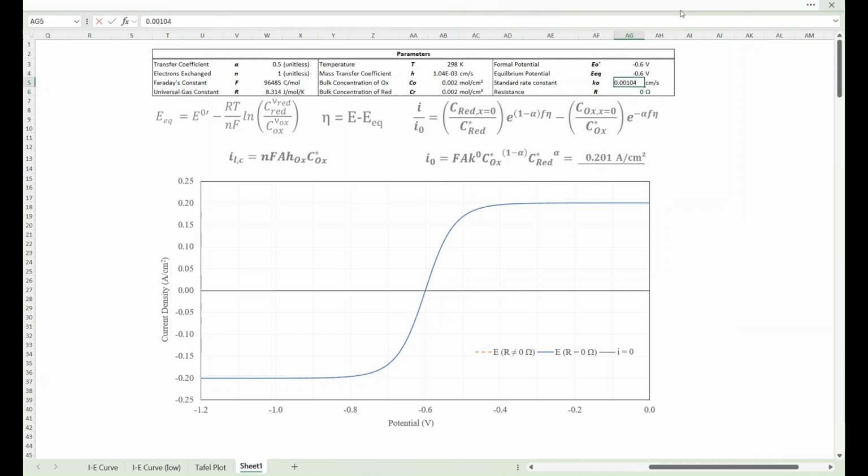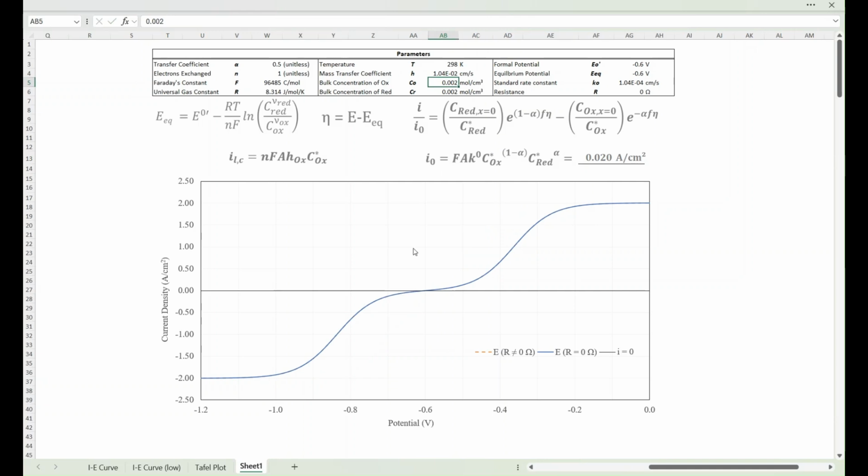However, if my exchange current density is smaller than my limiting current density, I'll start to see these wiggles in the middle. And this becomes more pronounced, let's say I'll increase it, as the difference between the two becomes bigger. Here we're at 10 to the minus 2 and 10 to the minus 4.